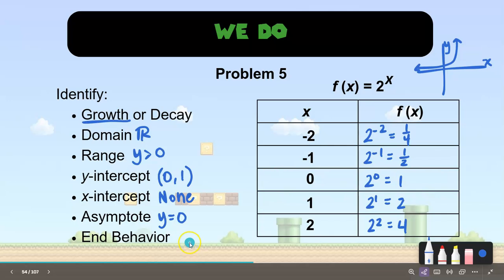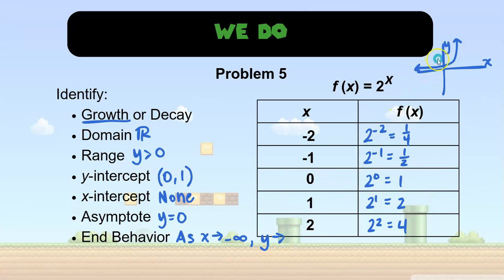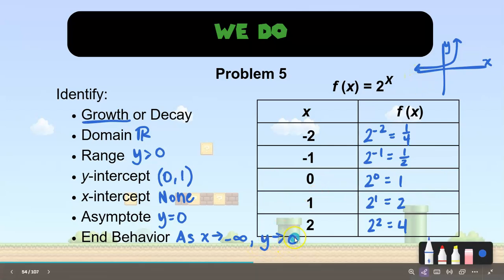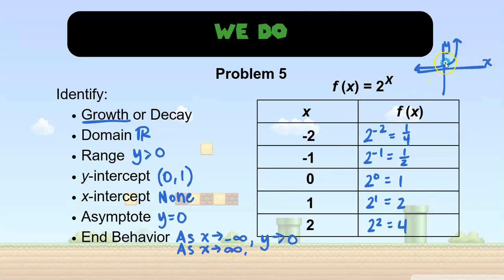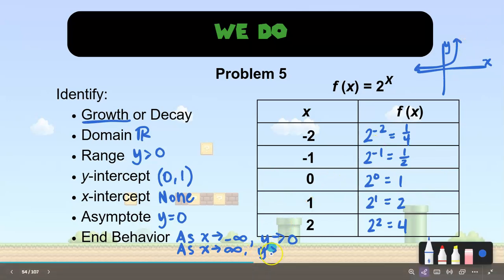And then our end behavior, what is going on here. As x approaches negative infinity, y is going to approach this x-axis but never cross, so y is going to approach 0. And as x approaches positive infinity, as x continues on this way, y is going to continue to go up, up, and up, so y is going to approach positive infinity. And there you have it.